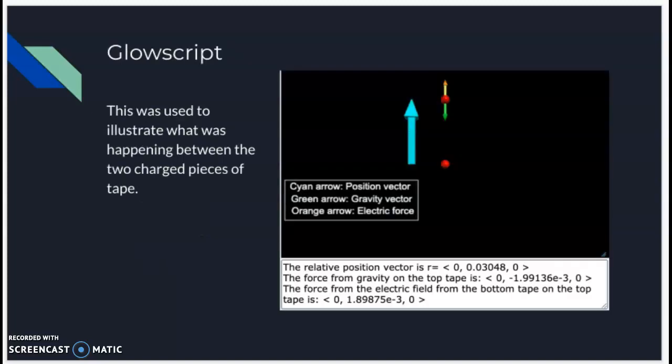So onto my GlowScript code. As you can see, this is a visual diagram of what the forces were acting on the charged tape. And as you can see, that top particle right there has two forces, the force of gravity and the electric force, that are roughly the exact same. And this is what we expect because it was in static equilibrium.